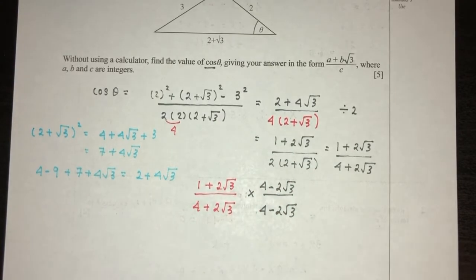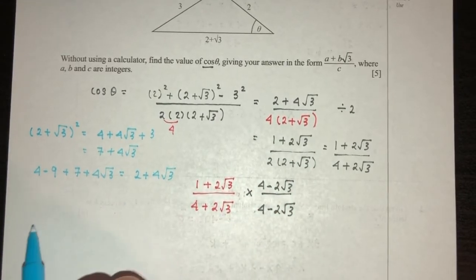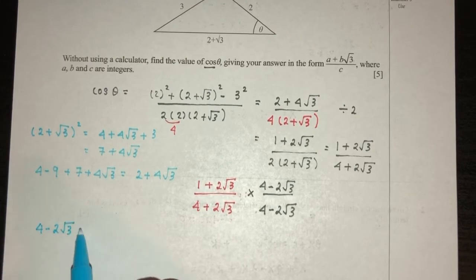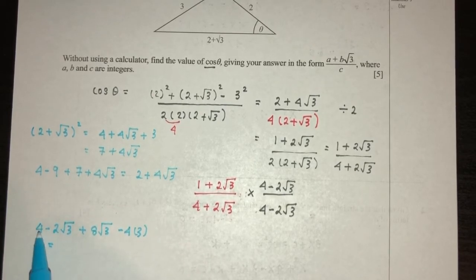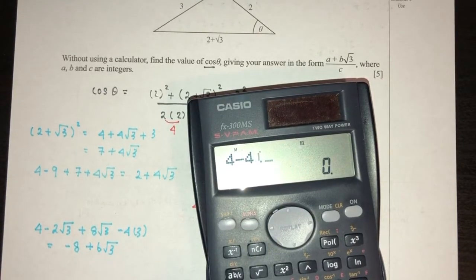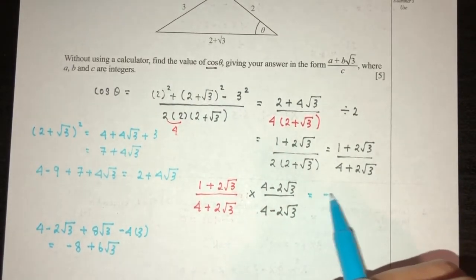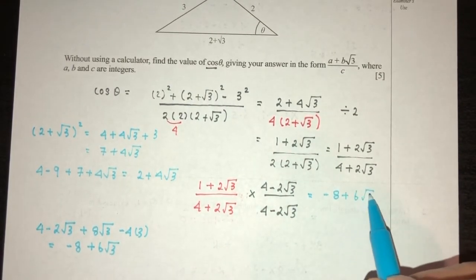So let's see what you will have. On top you will have 1 times this, which will be the same thing, and then plus this time 8 root 3 minus 4 times 3. That will become 4 minus 12, which is minus 8, plus 6 root 3. Right? So 4 minus 4 times 3 will be minus 8. So this is the value on the top: minus 8 plus 6 root 3.